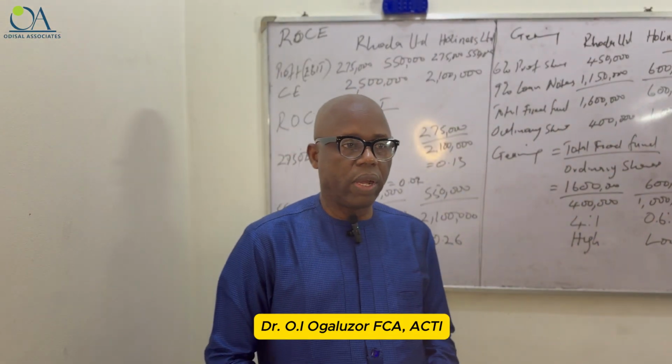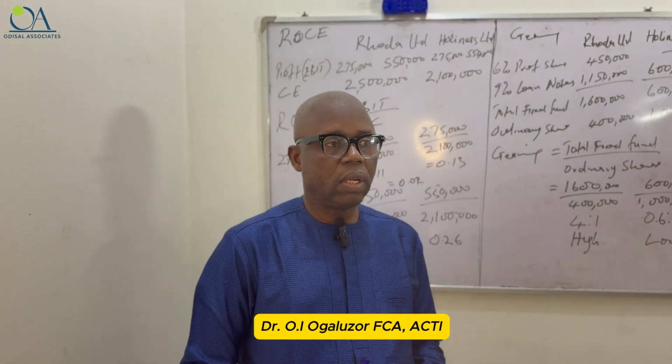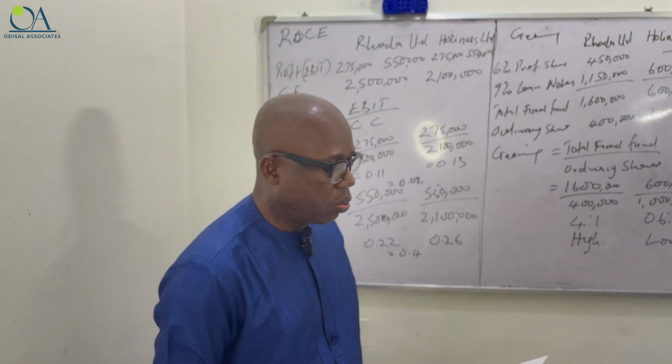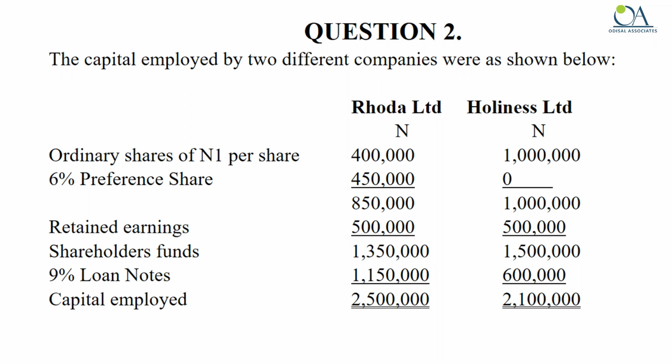Again, we are going to solve the second past question on ratio. Question 2. The capital employed by two different companies were as shown below. Rhoda Limited in Naira, Holiness Limited in Naira. Ordinary shares of 1 Naira per share, 400,000 for Rhoda Limited, 1 million for Holiness.